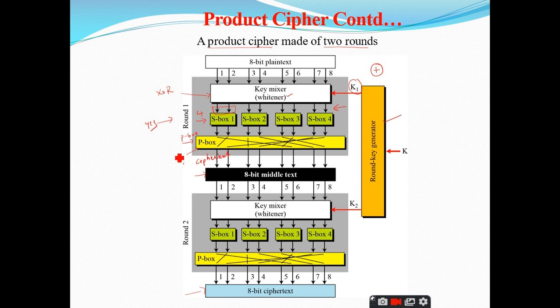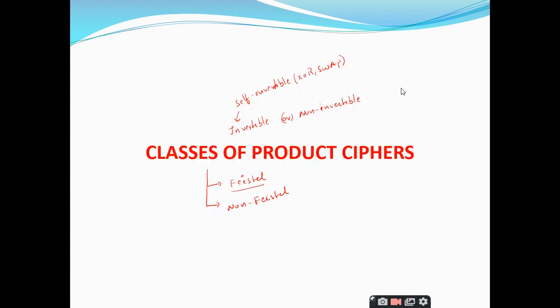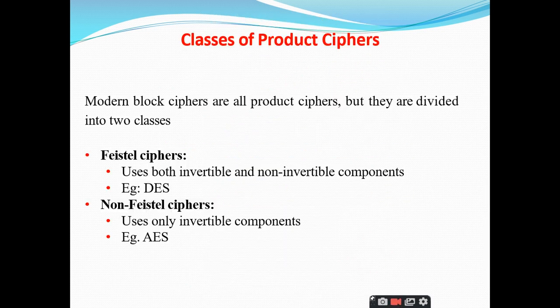So how many inputs for this P box? 8 inputs, sir. How many outputs are there? 8 outputs, sir. So it is a straight D box. If it is a straight D box, is it invertible? Yes. Right. So whatever components you are taking in this round, the mixer XOR operation, the S box which consists of an equal number of inputs and outputs, and the straight D box, the P box, which is also invertible. All these three components are invertible. So this can be an example of a non-Feistel cipher. Is it clear?